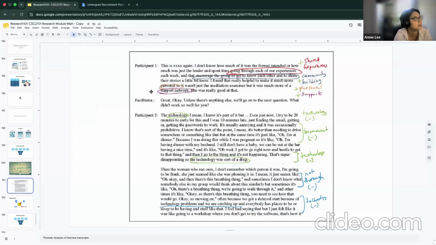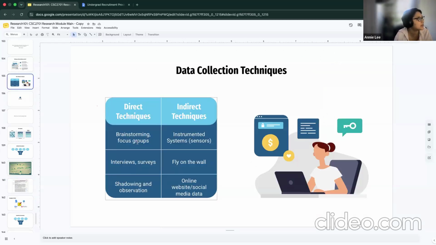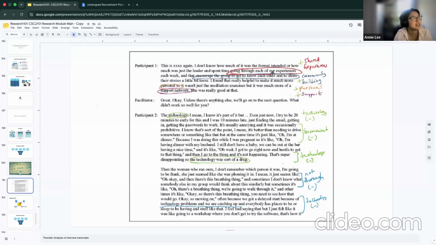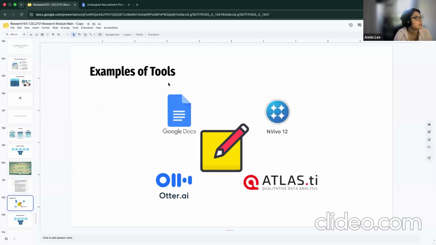So here's a participant doing interviews, just free-flowing interviews, and in a group. I think these are called brainstorming focus groups and interviews. So you can see that I don't do this, but if you're in human-computer interaction, they will go through and circle in different colors some of the major themes that came out. So shared experience, green is technology, and then maybe blue is some other things. Yeah, so there are some tools that people might use. These are some of them.